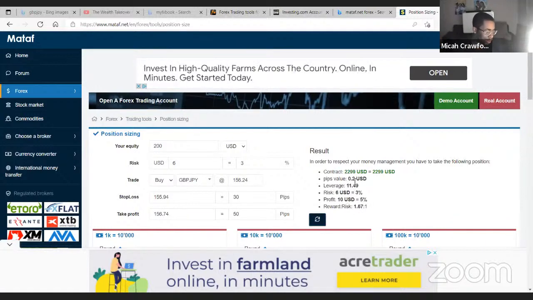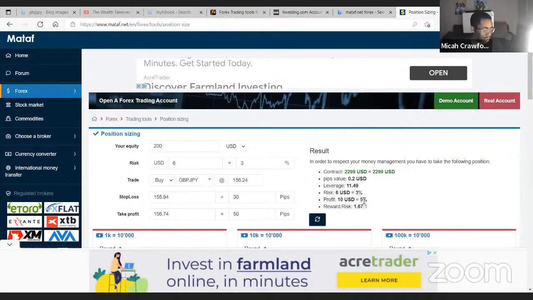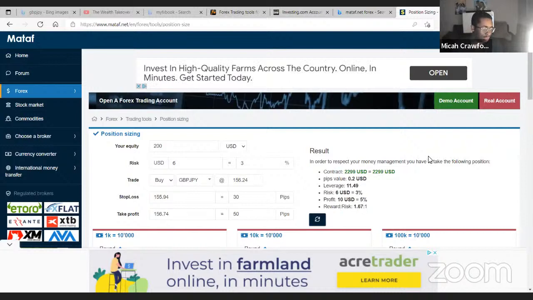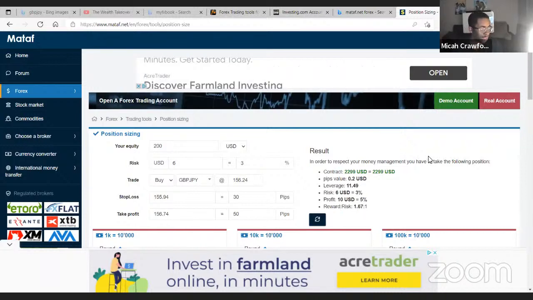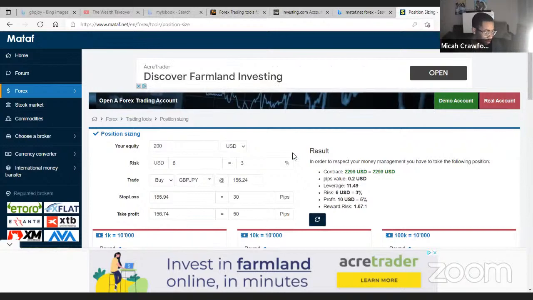So you could use a 0.2. All right. You're only risking 3%, so that's $6 out of the $200. Profit is $10, so I would make 5%. So my risk to reward would be 1 to 1.67 risk to reward.